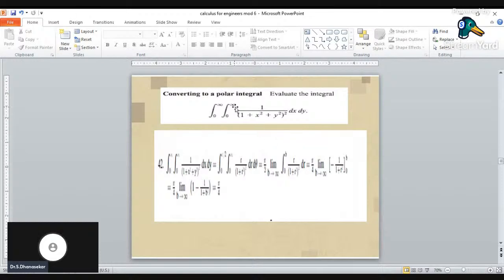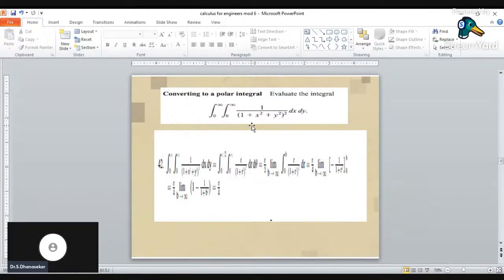Since it's 0 to infinity, 0 to infinity, that means it is in the first quadrant. All are positive. X is also positive, y is also positive. So in the first quadrant, the angle is 0 to pi by 2. Now the radius of this circle takes all the space in the first quadrant. That means it is from 0 to infinity, and the angle is 0 to pi by 2.